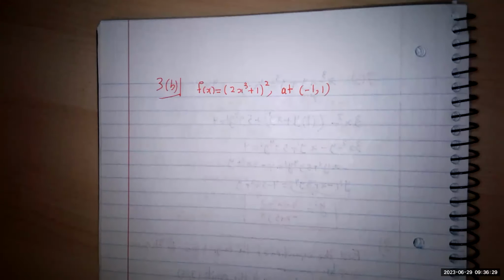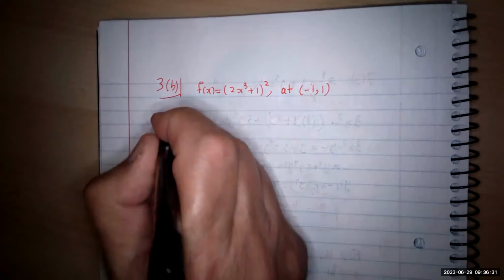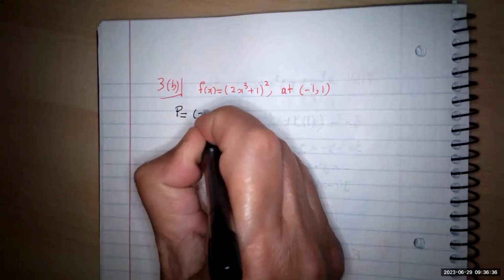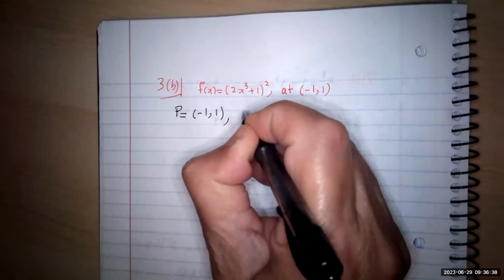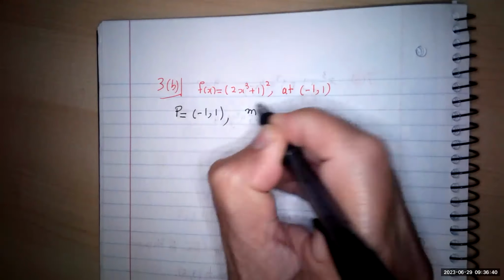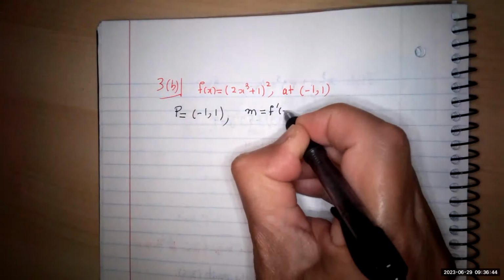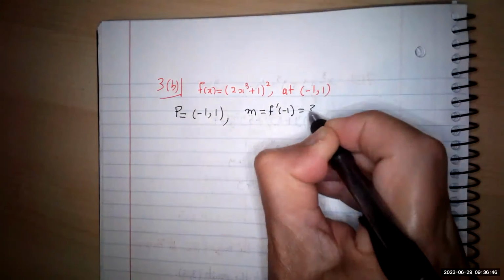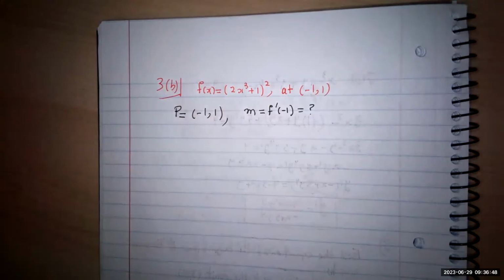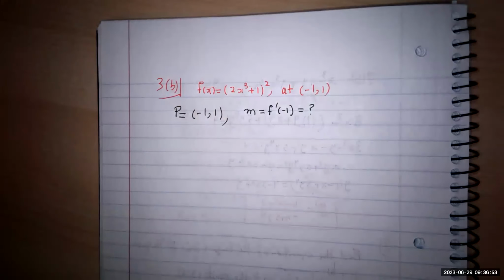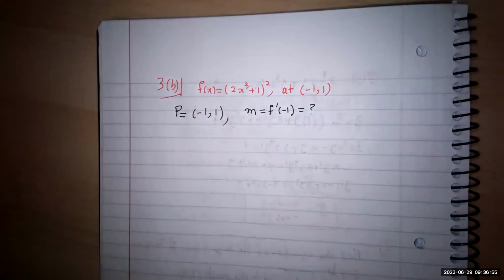Again, same thing, the point is already given. So we have the point, which is negative 1 and 1, no problem. We need the slope. Function is f, so f prime at negative 1. So this is what you have to find. You have to find the derivative, it's like u squared. Some people square it first and then differentiate it. You can do it, but the chain rule is the one that we're going to use.